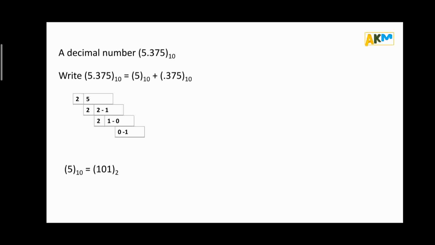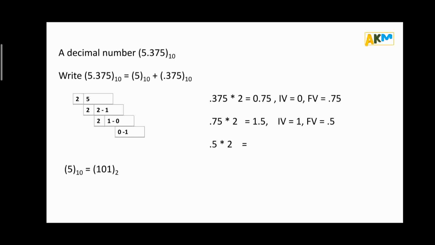For 0.375 we will multiply by 2, and go on multiplying by 2 until we get the fractional part as 0. So we will take 0.375 multiplied by 2, we get 0.75. Here IB means integral value and FB means fractional value. So integral value is 0 and fractional value is 0.75. Again take this 0.75 and multiply by 2, then we get 1.5, where integral value is 1 and fractional value is 0.5. So again take this 0.5 and multiply by 2. So we get 1.0, where integral value is 1 and fractional value is 0.